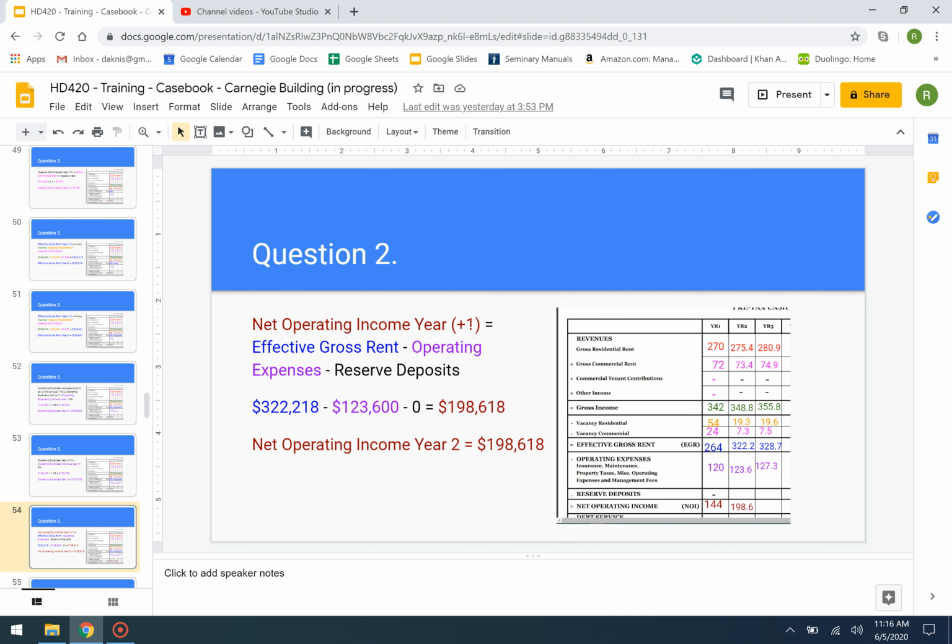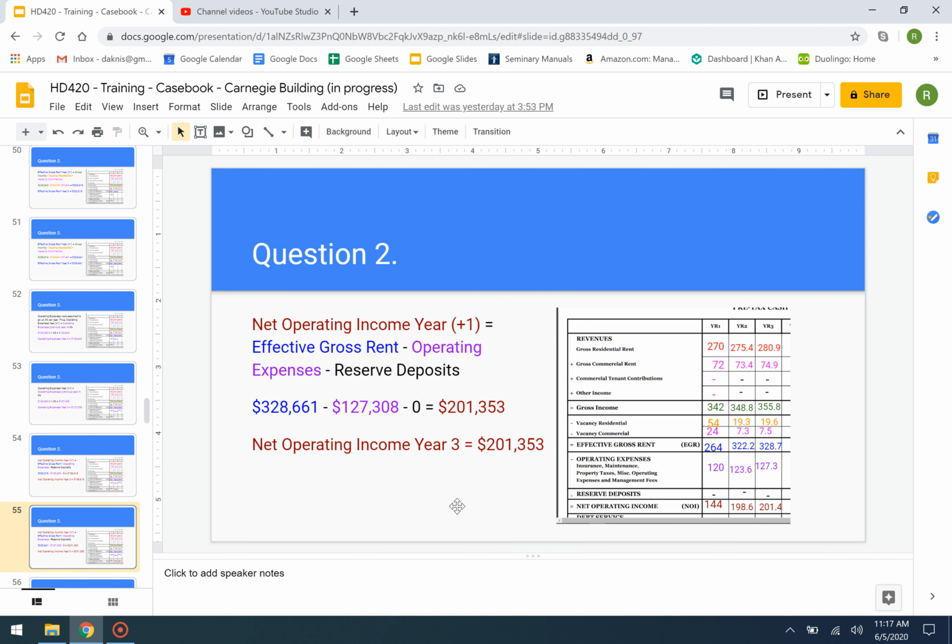Net operating income, we take the year 2 net effective gross rent, we minus the new operating expenses for year 2, and it comes up with our net operating income. So 322,218 minus 123,600, no reserve deposits, and we come up with 198,618. So that's our year 2 NOI, or year 2 net operating income. Same thing for the third year. We take our effective gross rent, the 328, minus the 127,308, and we come up with 201,353. That is our net operating income for year 3.